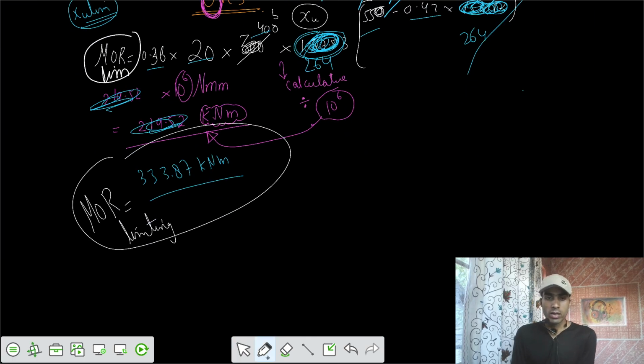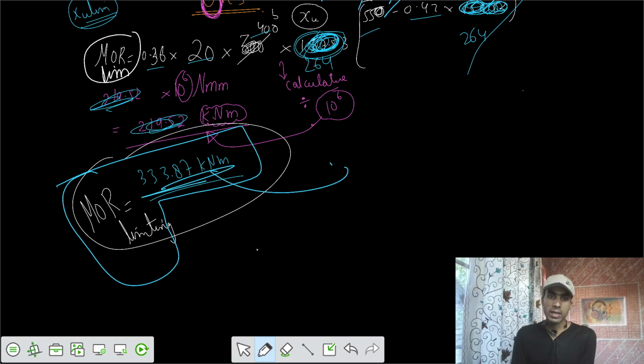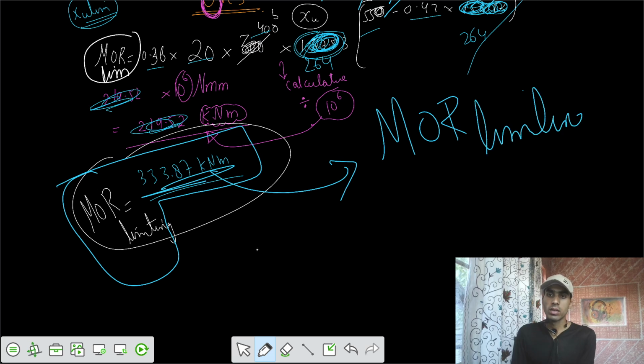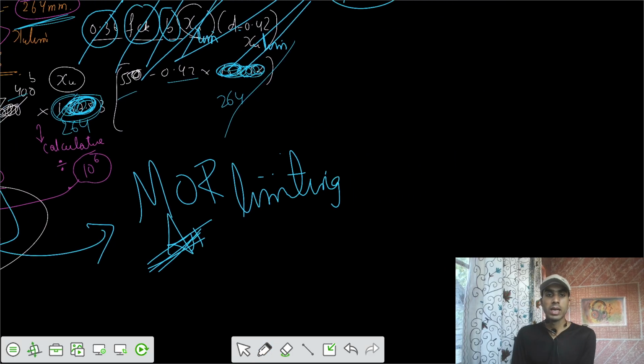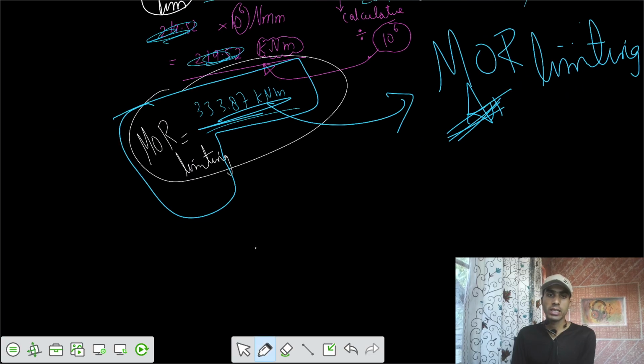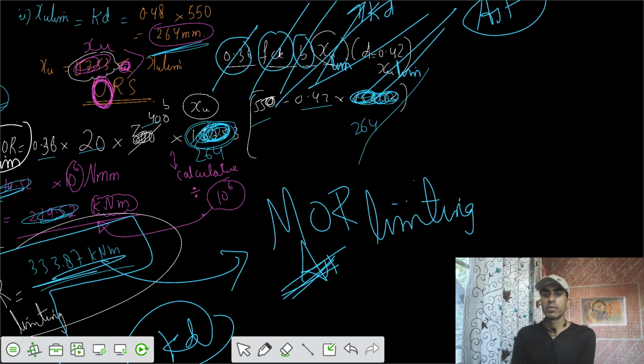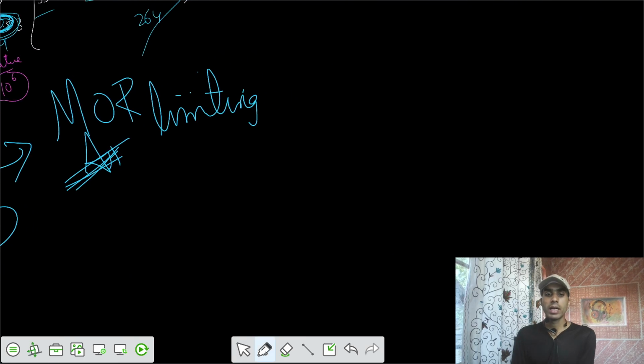In the equation we have the value of MU, moment of resistance. In the second case we got this one, and that is also equal to the moment of resistance of the limiting section, because by changing the AST, it does not depend on that. Moment of resistance depends on the XU limiting, and we already have XU limiting as KD. So your moment of resistance is equal to the limiting moment of resistance, and corresponding to MU limiting, we can get the area of the steel required, that is AST limiting.